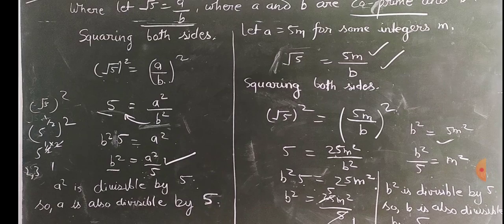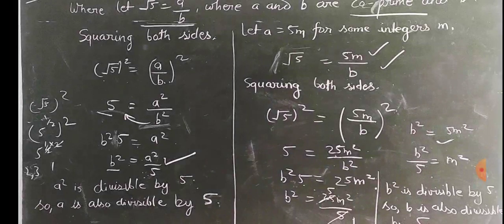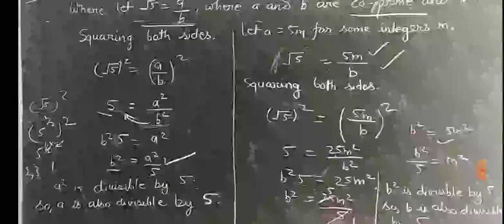Here on the left hand side of the board, under root 5 square. So how can under root 5 become a square? 5 raised to the 1 by 2, whole square. The 2 and 2 cancel and 5 remains.